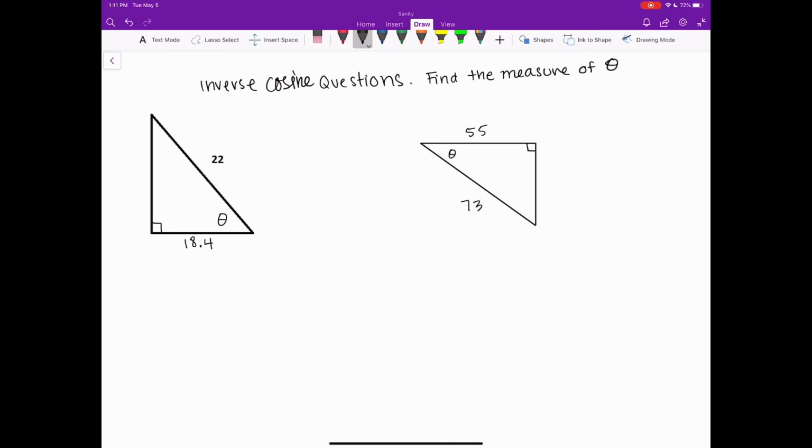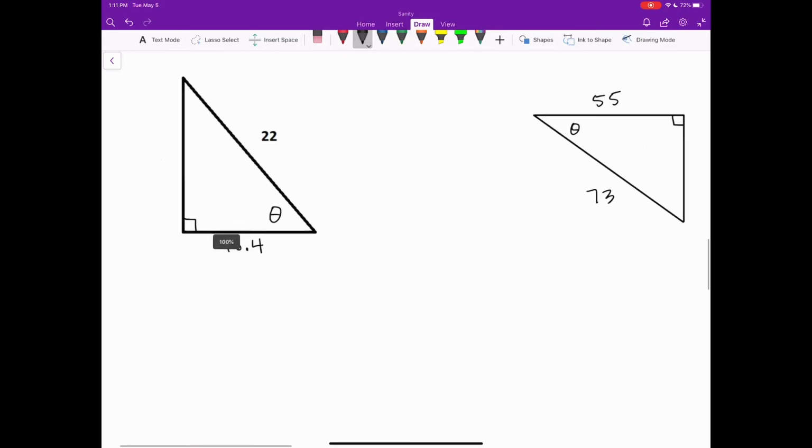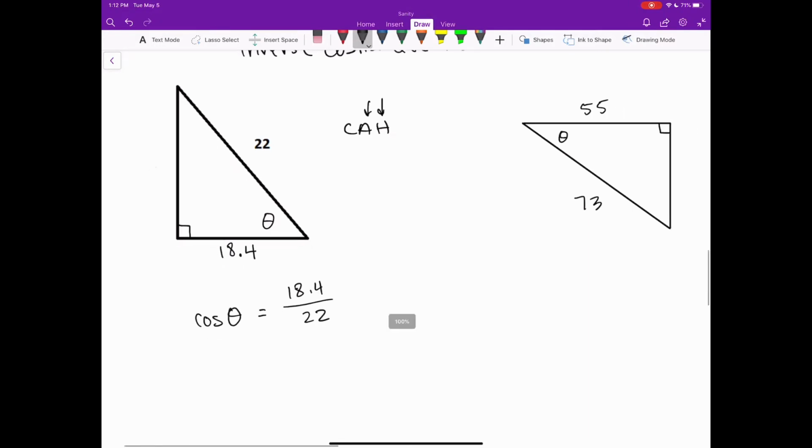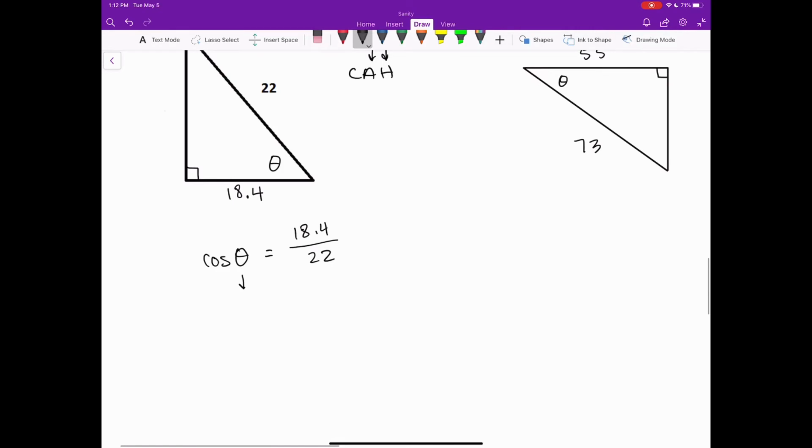And again, I think it would be helpful if we just write the cosine equation out for this first one. Cosine of our angle, theta, equals, here it's, again, SOHCAHTOA, adjacent over hypotenuse. So our adjacent side is 18.4 divided by our hypotenuse of 22. And then we're asked to solve for theta.